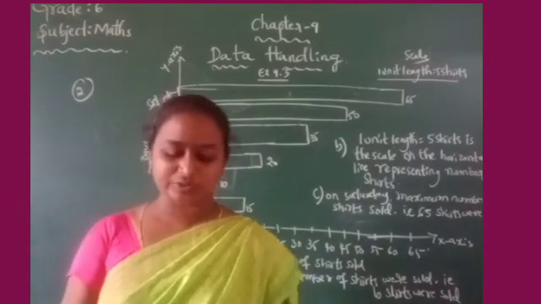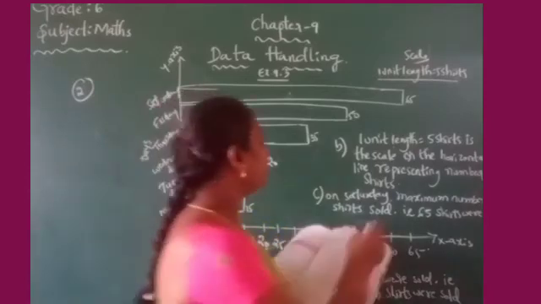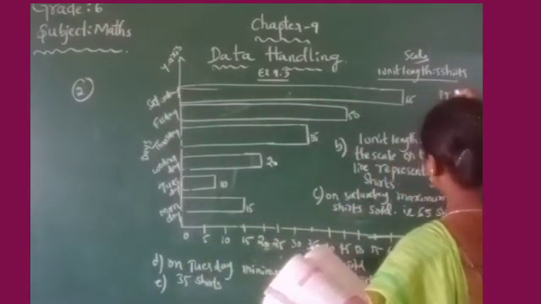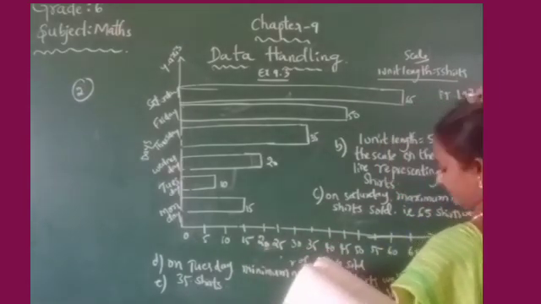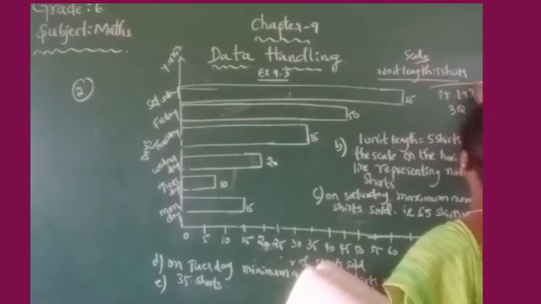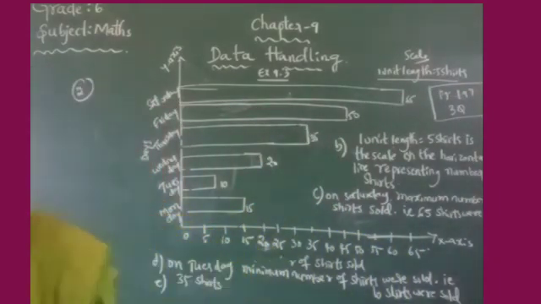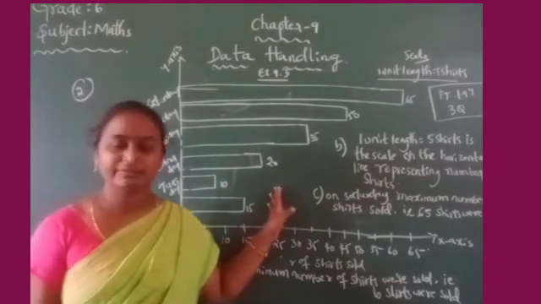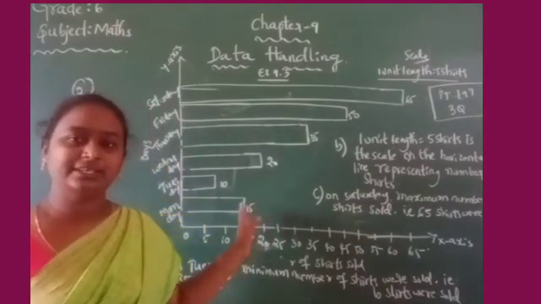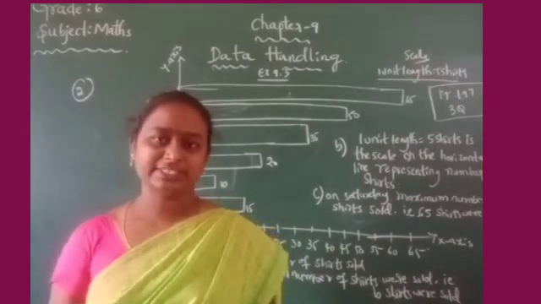Now I am giving you one homework, right? Okay children, today your homework is page number 199, third question. So if you still have any doubts regarding the bar graph, you have to join in the Zoom, so you can clarify your doubts. Okay children, bye.